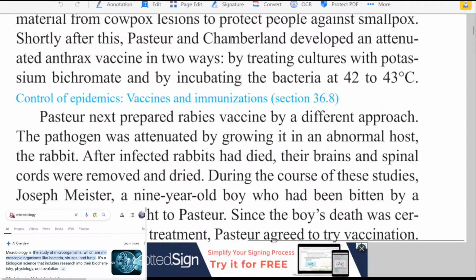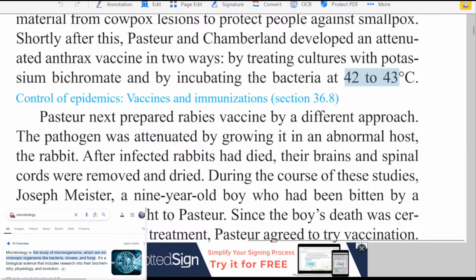Shortly after this, Pasteur and Chamberland developed an attenuated anthrax vaccine in two ways. We already know that Pasteur developed a vaccine, but Chamberland was with him. By treating the cultures with potassium bichromate and by incubating the bacteria at 42 to 43 degrees centigrade. Guys, 42 to 43 isn't your normal temperature for bacteria. The optimum temperature for pathogenic bacteria usually ranges within human temperatures, like 37. 42 to 43 is quite high for them, and their enzymes don't work.